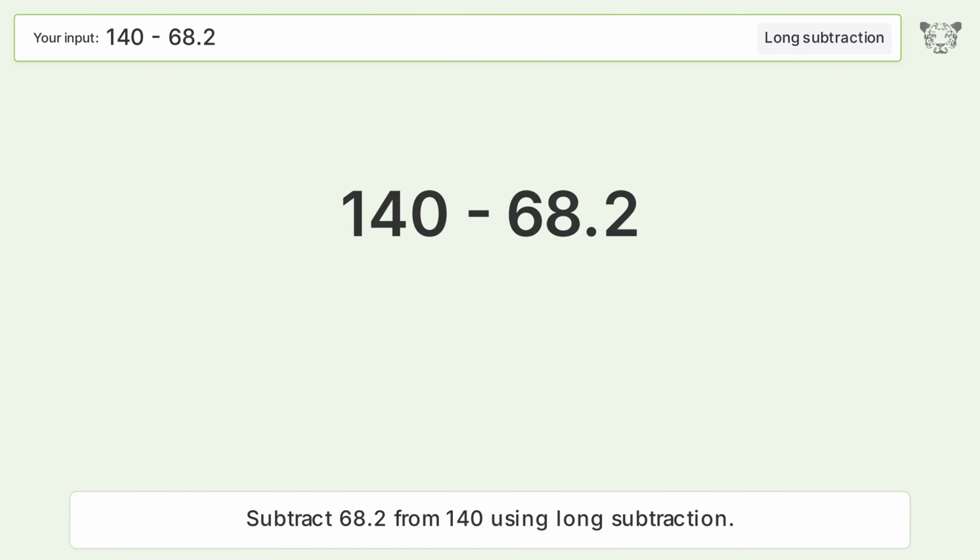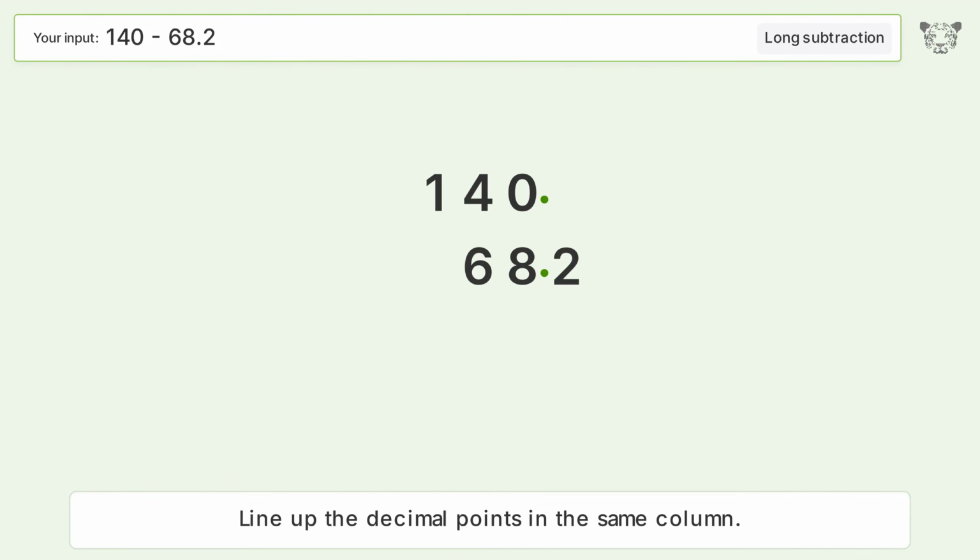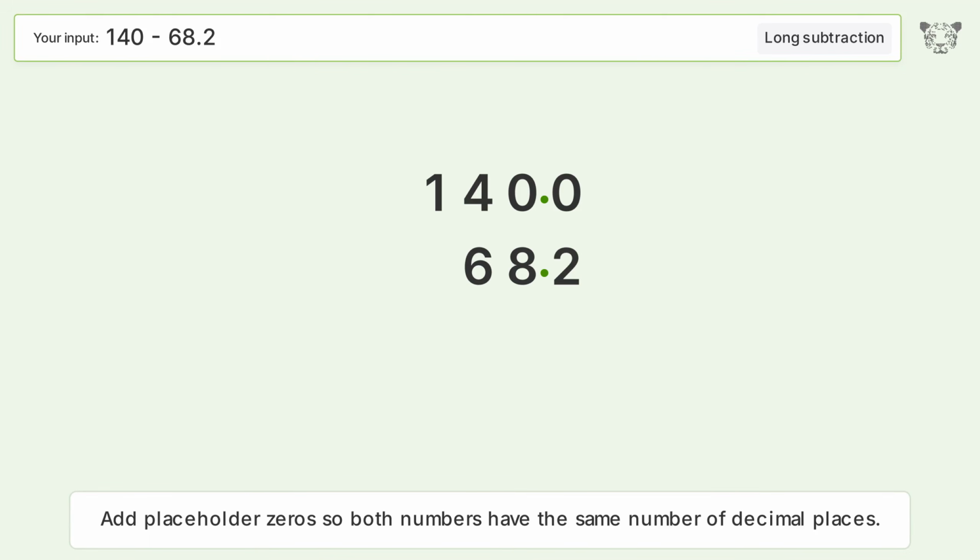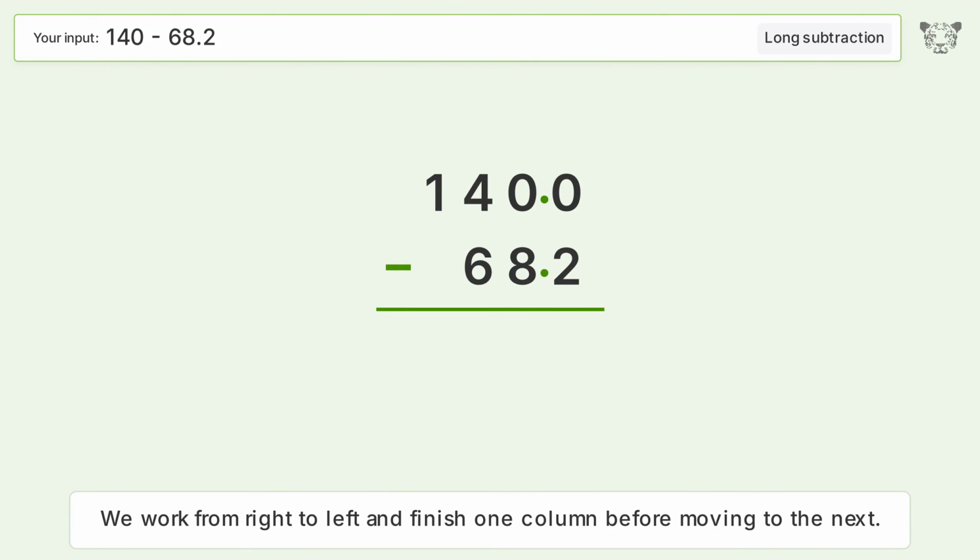Subtract 68.2 from 140 using long subtraction. Line up the decimal points in the same column. Add placeholder zeros so both numbers have the same number of decimal places. We work from right to left and finish one column before moving to the next.